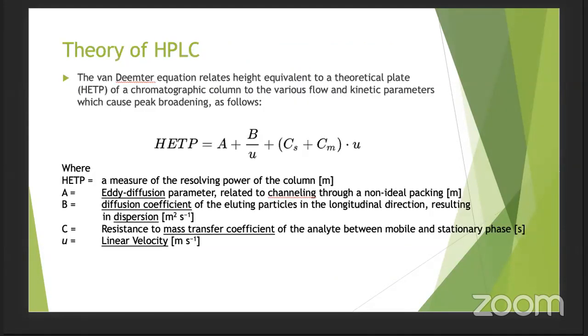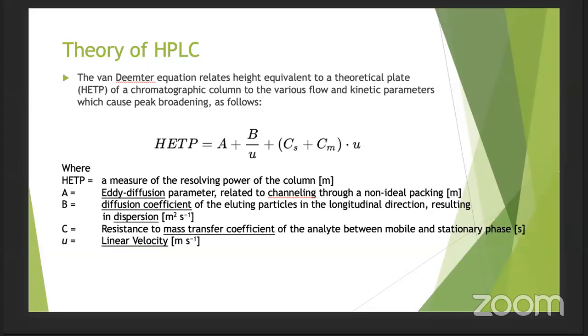Now, the theory behind HPLC. Basically, HPLC is dependent on the van Deemter equation of rate theory. Here, HETP is equal to A plus B by mu plus C of stationary phase plus C of mobile phase times mu. HETP is basically the height equivalent to the theoretical plate, and it is the minimum height that is required for equal distribution of analyte between the stationary phase and the mobile phase.